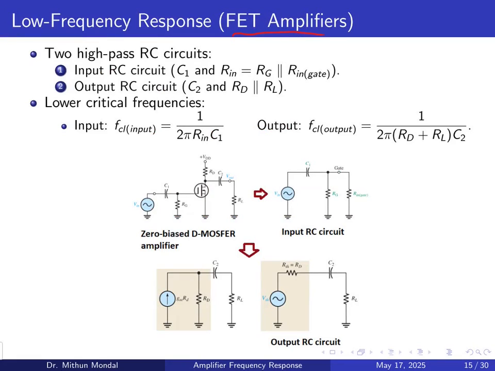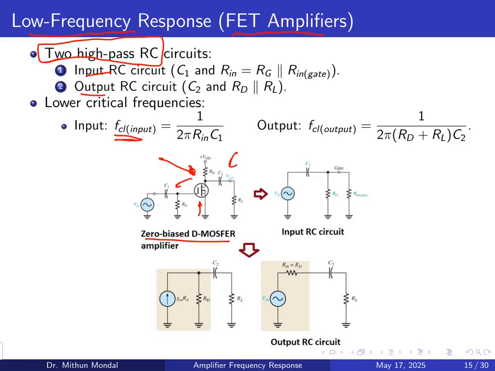Let us discuss the FET amplifiers. Same in the low frequency response, you will have two high pass RC circuits. Previously in the BJT you had three high pass circuits: one was the input, second the output, third the bypass. But here you have two high pass RC networks, one is the input, another is the output. So this is the circuit of the zero biased MOSFET amplifier. Here you can see the MOSFET, this is your input and this is your output.